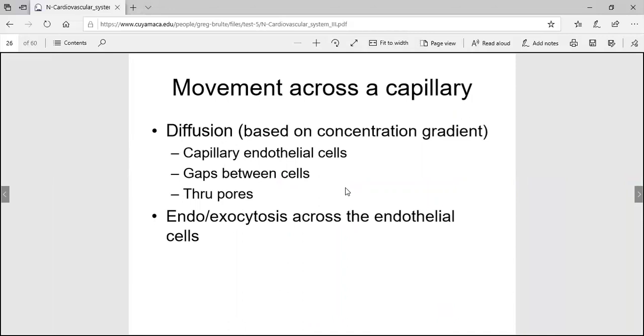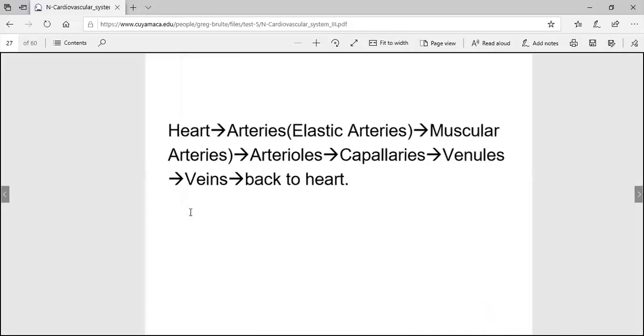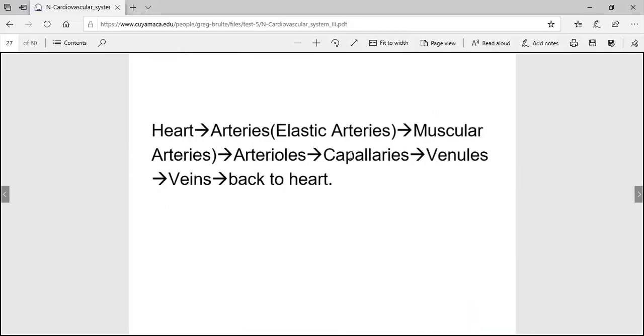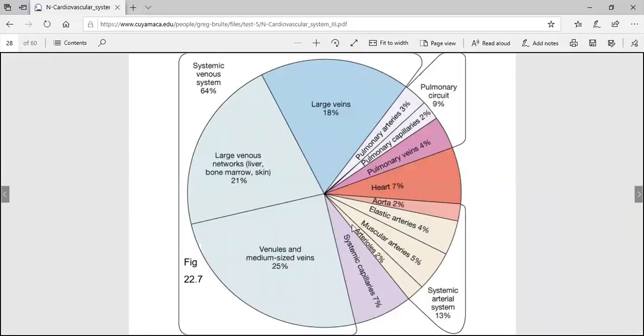So movement across the capillary mainly is diffusion. Don't worry about the endo and exocytosis. You'll get that in physiology. This is showing it's a closed system. Capillary spelled wrong there. Don't spell it like that. And this is just showing you where the blood is in your body at any given snapshot in time. Most of it's on the venous side. This is kind of interesting. The heart can hold up to 7%. Probably even more than that if you're a long distance athlete. Okay.